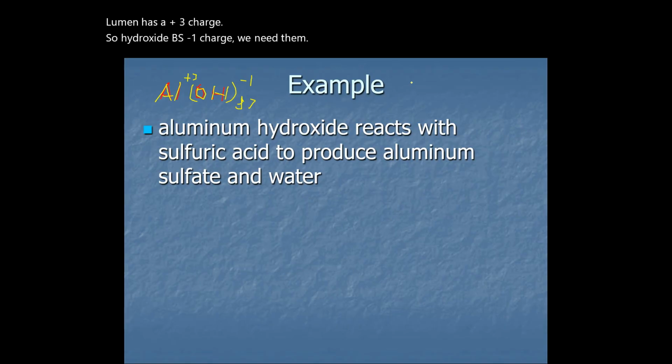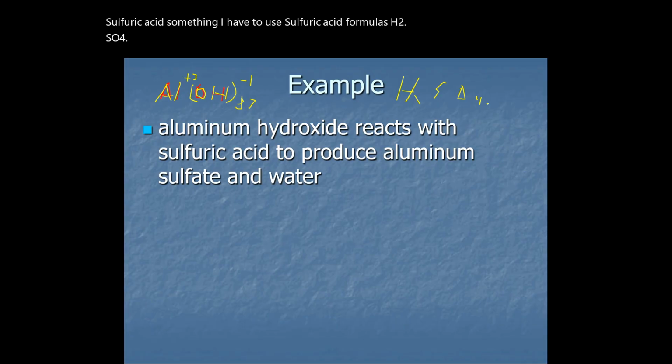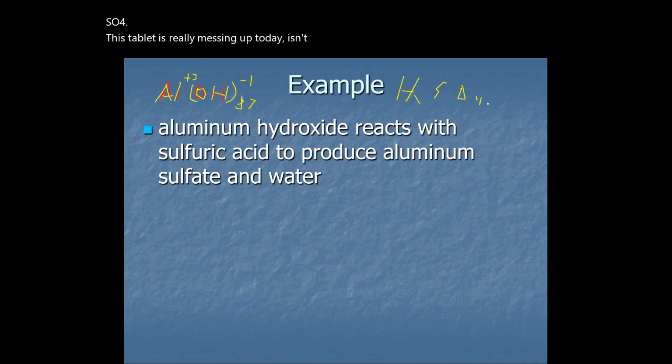Sulfuric acid's formula is H2SO4. Aluminum sulfate. We know aluminum sulfate is Al, sulfate SO4 -2. Crisscross. And then water, H2O.